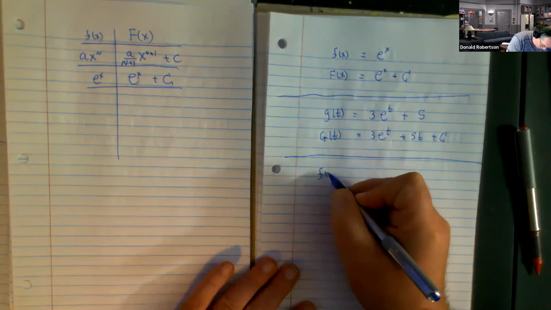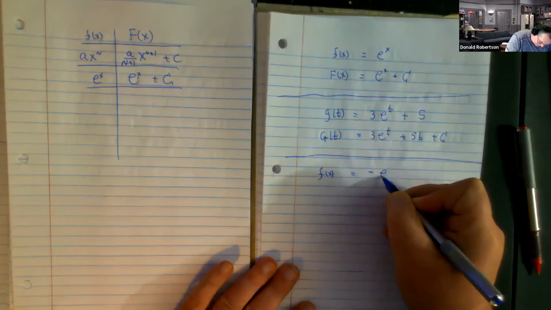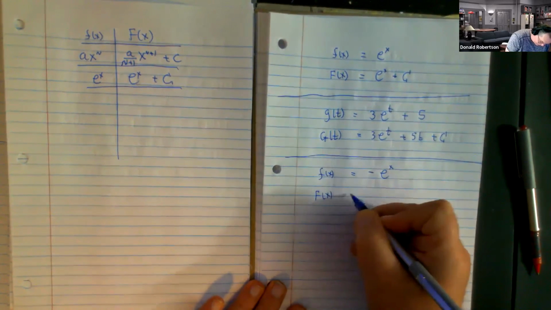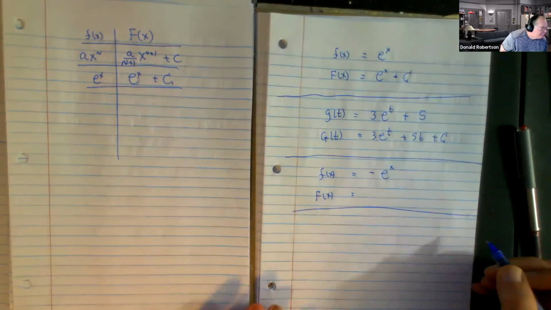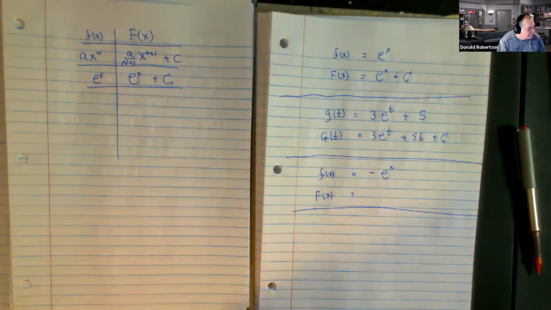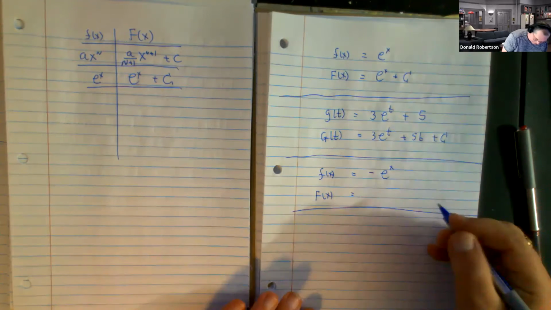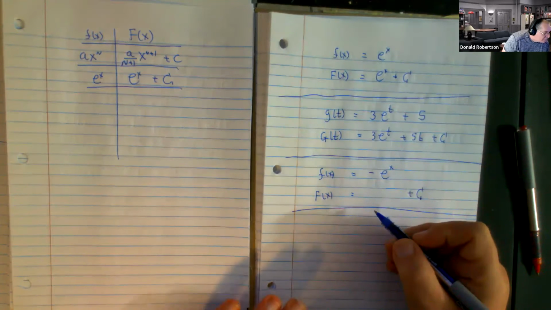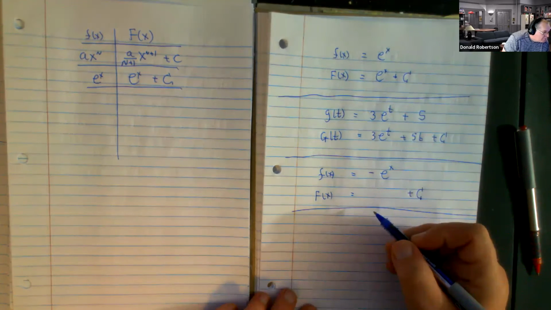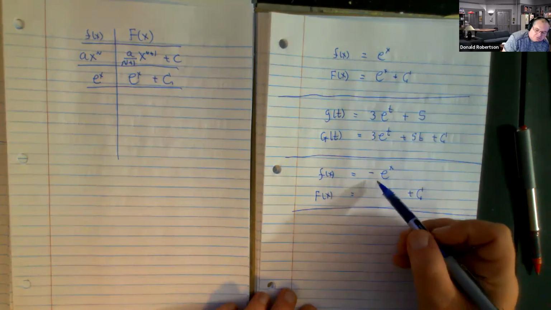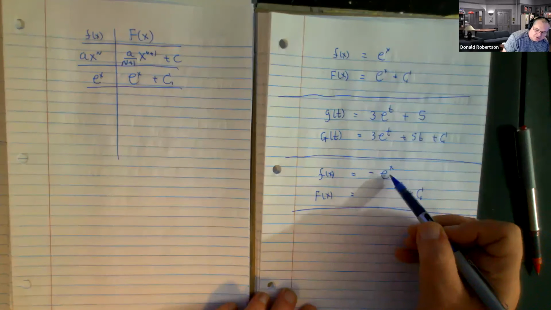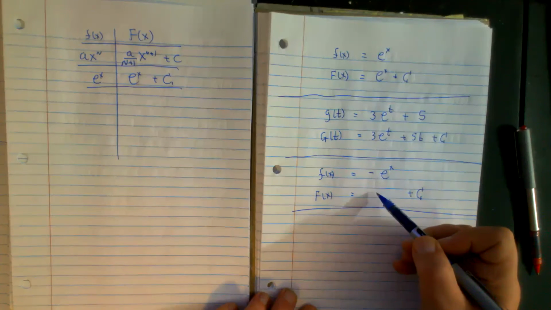And how about negative e to the x? What would the antiderivative be? Negative e to the x, what's the antiderivative of it? Can't have you stumped, come on. What function would you have to have here that if you differentiated, that's the guy you would get as the answer? Negative e to the x.